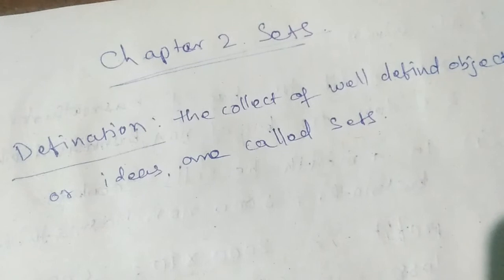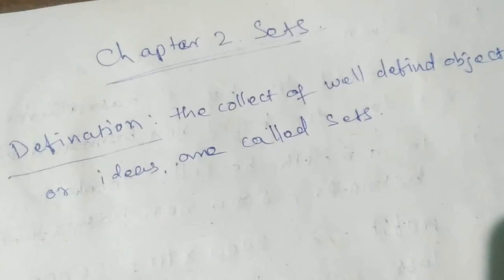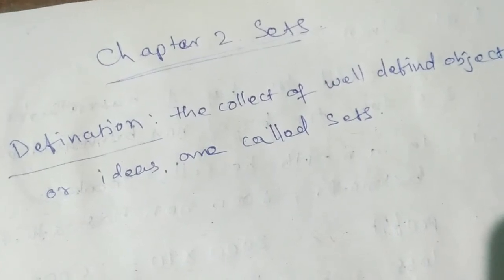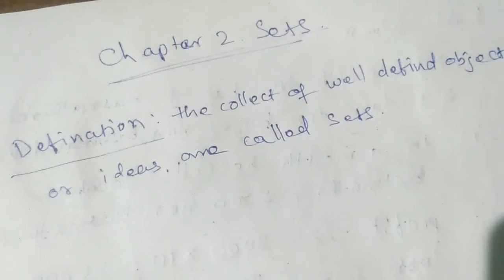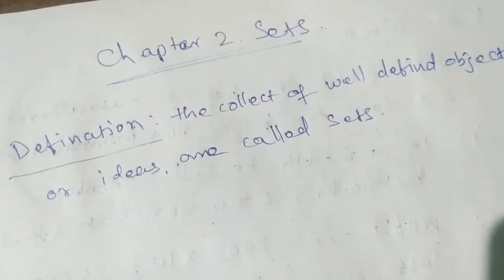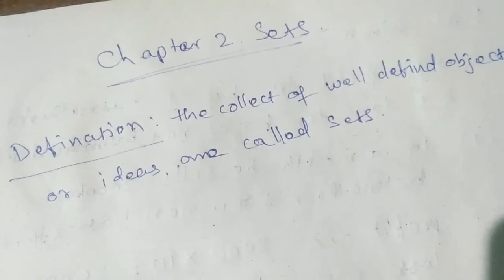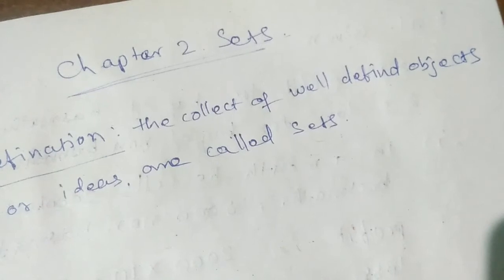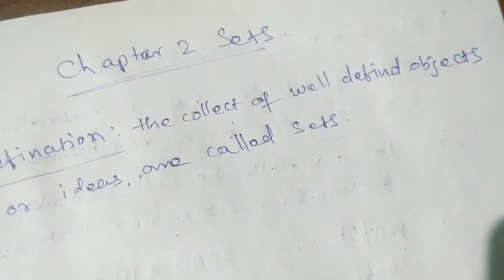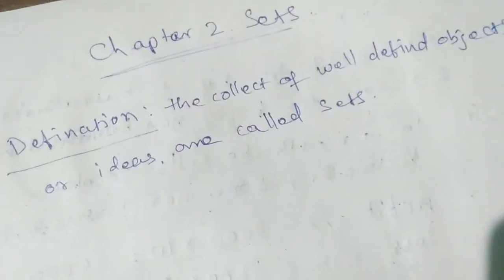Well defined means we have to define the set very clearly. Suppose I give the example, the set of natural numbers. You know what numbers are in it. Everyone knows the natural numbers start from 1, 2, 3, 4, 5, 6, 7. The counting numbers are natural numbers, we know that.